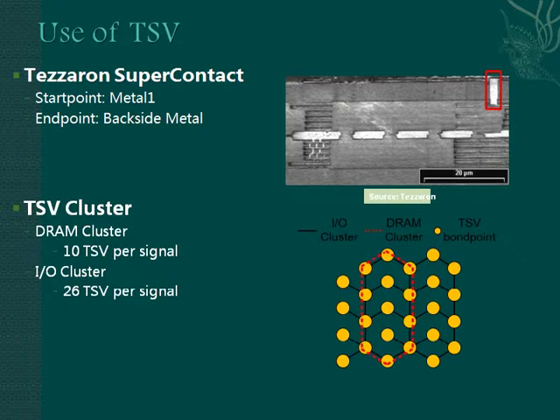For connecting different layers, we use through-silicon via from Tezzaron. This super contact will connect metal 1 of one layer to the backside metal of another layer. In order to guarantee the yield, we use 10 TSV clusters for DRAM signal connection and 26 TSV clusters for the I/O connection. Between the logic layers, as we use face-to-face bonding, we can use normal vias, which provides higher speed.